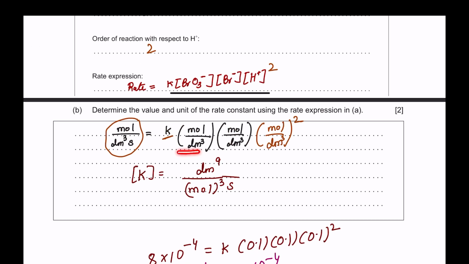So for BrO3 minus mole per dm cube, Br minus mole per dm cube, H plus whole square, it will be mole per dm cube whole square. So we need to find the unit of this. Upon solving, we get the unit as dm to the power of 9 mole cube second. This is the unit of K.